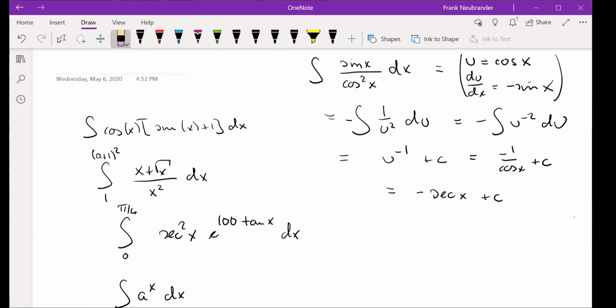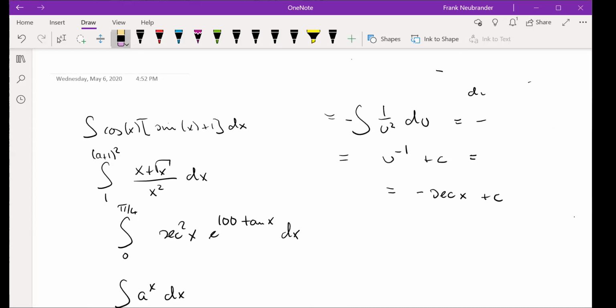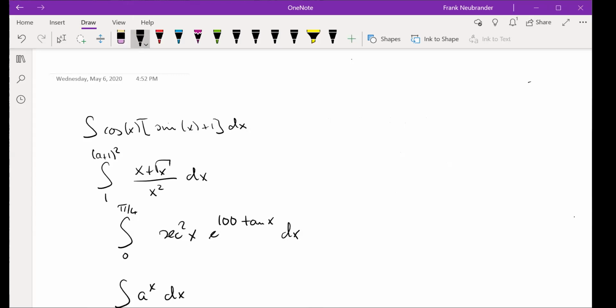Okay, let's go to the next problem, which is very, very similar in nature. Again, you have a sine and a cosine. Let me again do the more complicated way. So you try first some algebra to simplify it.